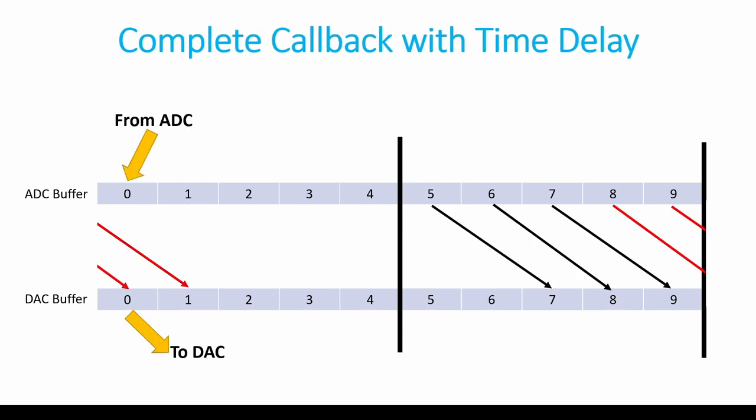Likewise, when the complete callback is triggered, the ADC is now filling the first index of the ADC buffer, and the DAC is now reading from the first index of the DAC buffer. If we were to now assign indices 8 and 9 of the ADC buffer to indices 0 and 1 of the DAC buffer, we again will overwrite the data prior to it being sent to the DAC.